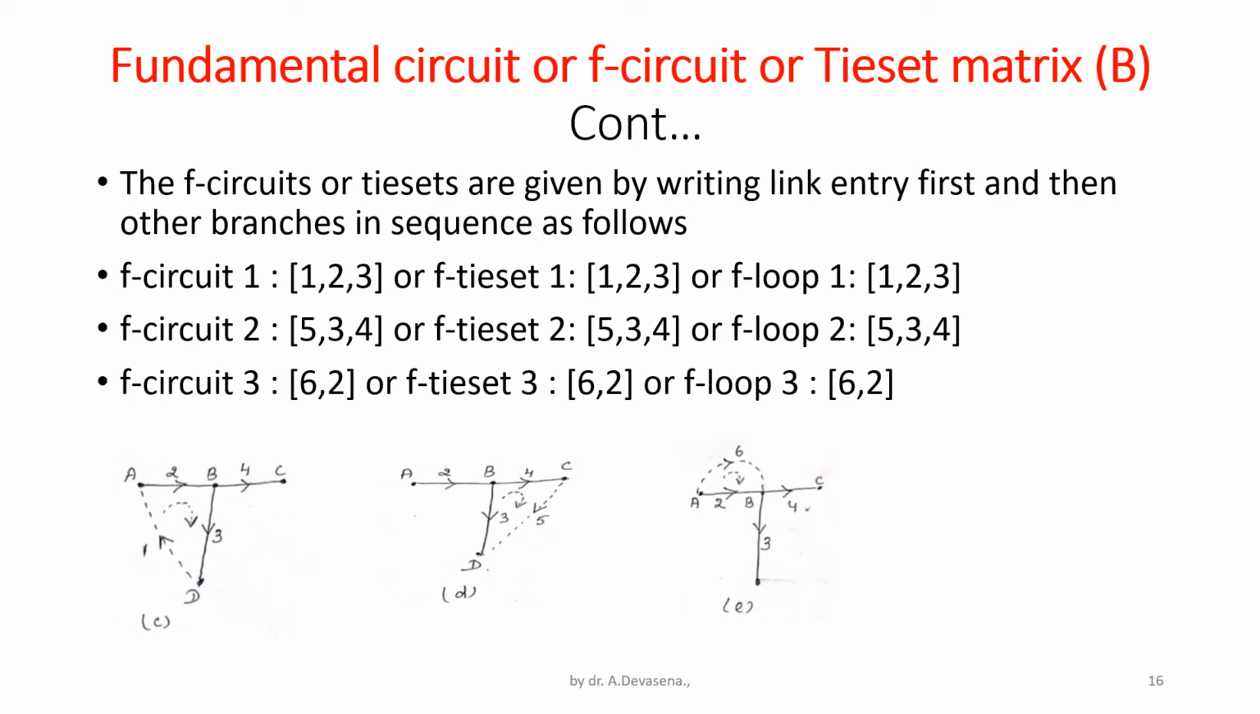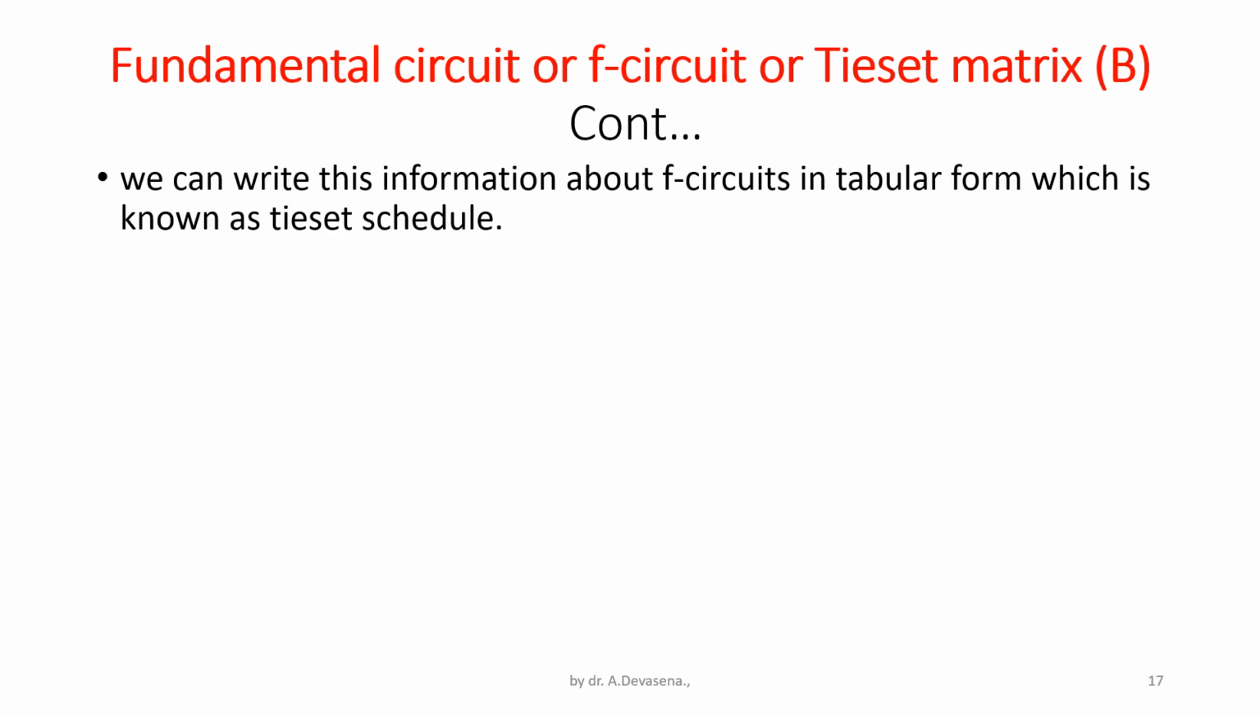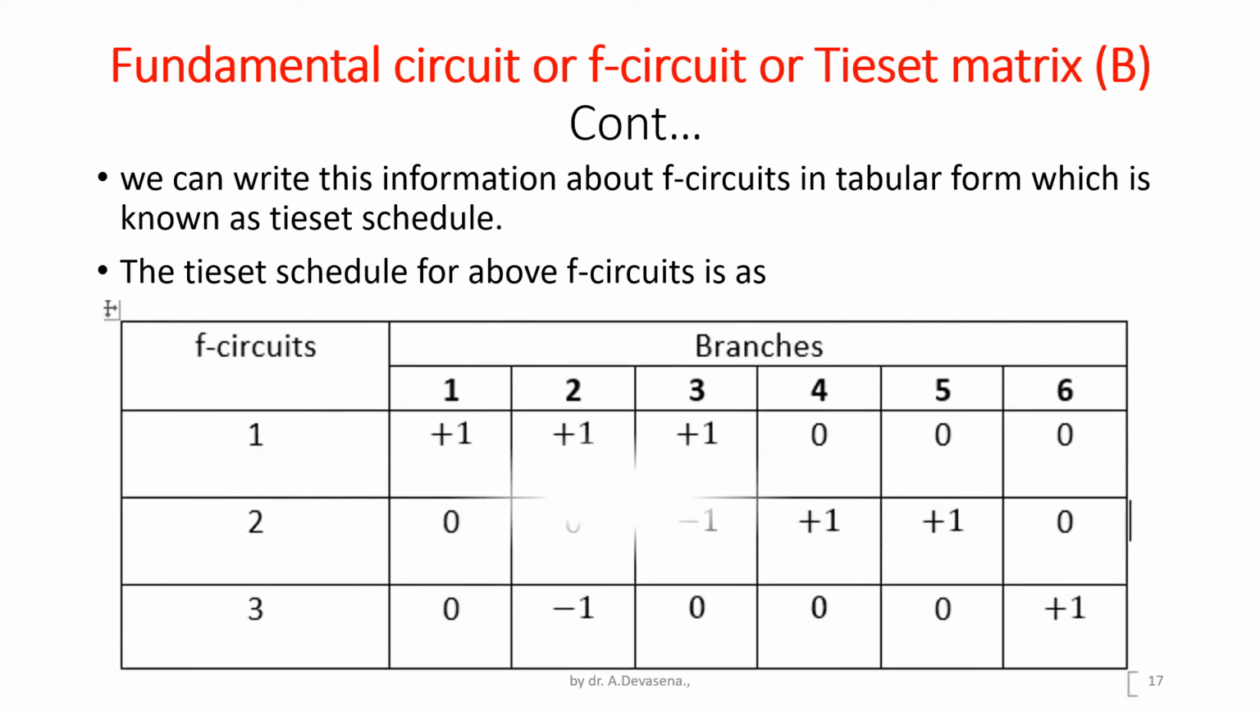We can write this information about F circuits in tabular form, which is known as the tie-set schedule. The tie-set schedule for the above F circuits is, this is the representation of the tie-set schedule in tabular form. Here we have 3 F circuits. These F circuits are represented, as well as we have 6 branches. Now, for the corresponding F circuits, we have the branches.